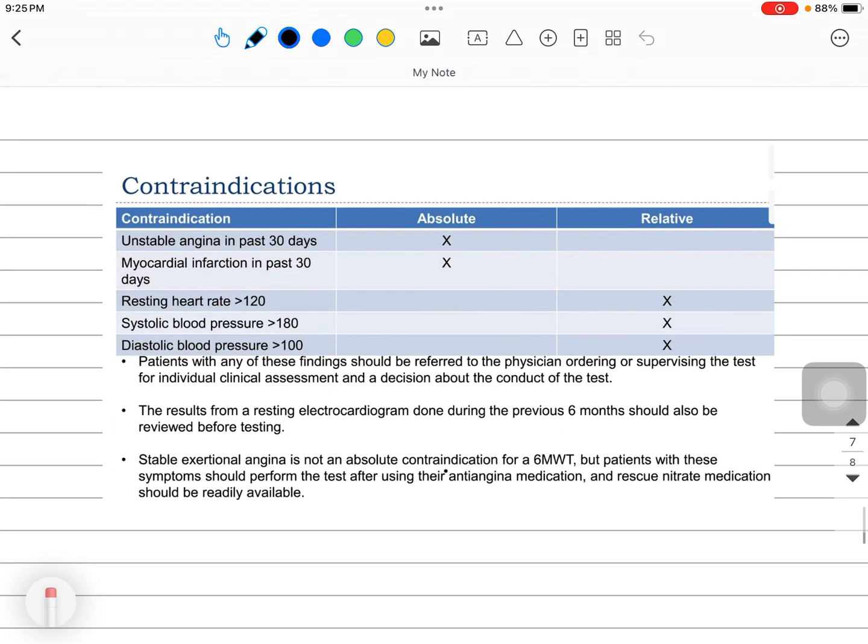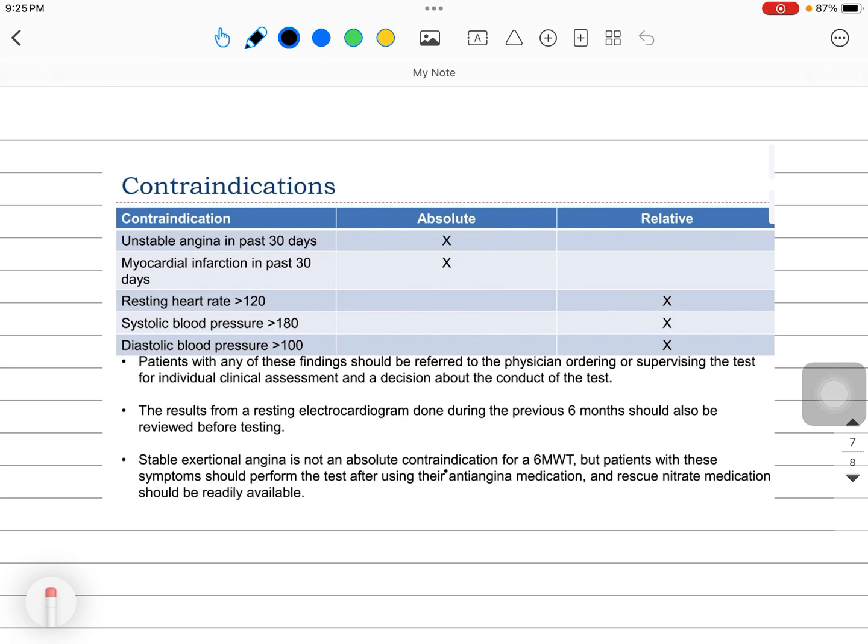Now coming to the contraindications, very, very important for this test, and you should be asking the patient very cautiously whether the patient had angina in the past 30 days. Unstable angina in the past 30 days is an absolute contraindication and you should not do this test, because obviously you are asking the patient to walk for 6 minutes. This can precipitate angina if they had it. Myocardial infarction in the past 30 days, absolute contraindication. So unstable angina, myocardial infarction, this history is very important. Please ask your patient whether they had a hospital visit for any heart condition.